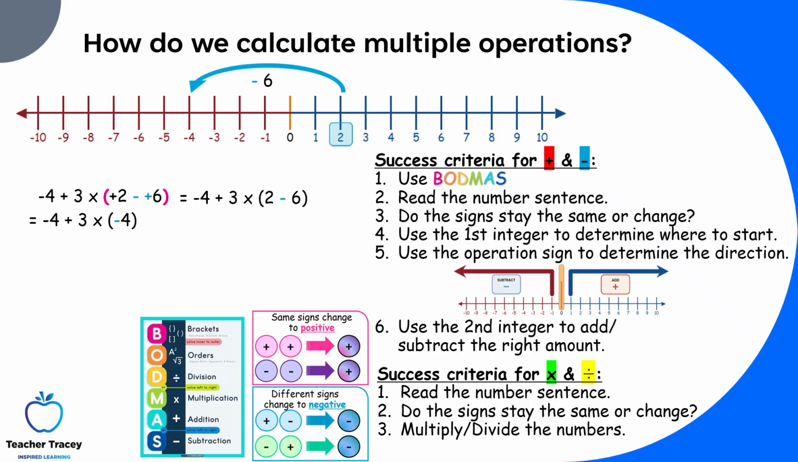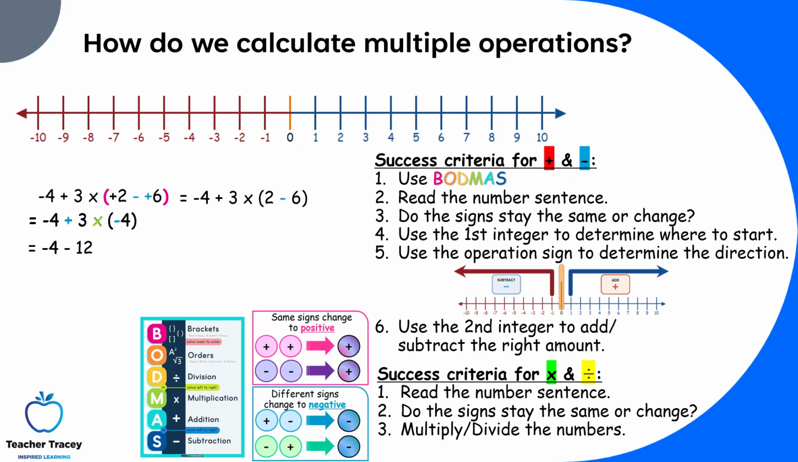We now go back to BODMAS and it tells us that there are no orders or divisions, so we go on to multiplication. Now in multiplication, remember that we use the sign before each number to calculate that it's going to have a negative, because a positive and a negative before the 3 and 4 mean that there's going to be a minus. And then we multiply across. 3 times 4 is 12.